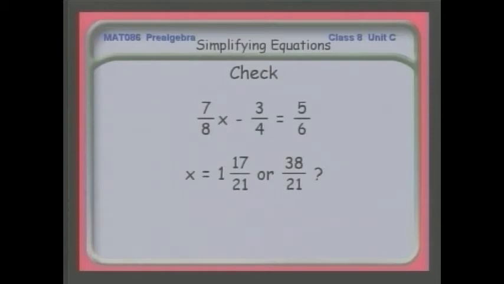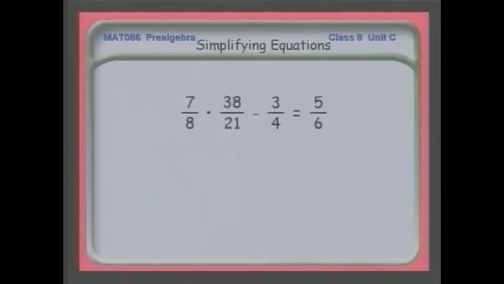I say it will be easier in this case to use the improper fraction form of the result to see what happens. I have 7/8 times our supposed answer, 38/21, expressed as an improper fraction, minus 3/4, and I'd like to know if that's going to equal 5/6. I set this up. Then again, it will make it a little bit easier for me if I look for common factors. I see I have a 7 and a 21, and there's a factor of 7 in the 21.